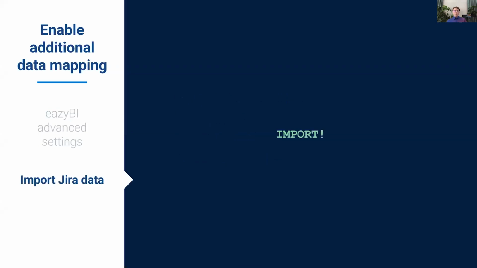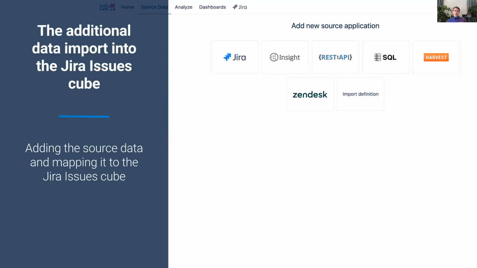Now, let's add the additional data source. Let us add the additional data source, a SQL database. You can also use CSV and Excel files, Google Sheets, REST APIs as a source for the additional data import into the JIRA issues cube.